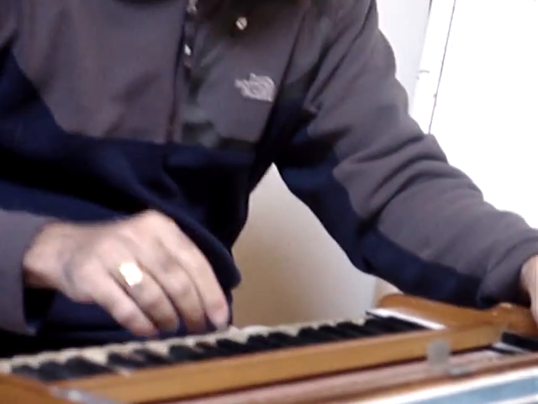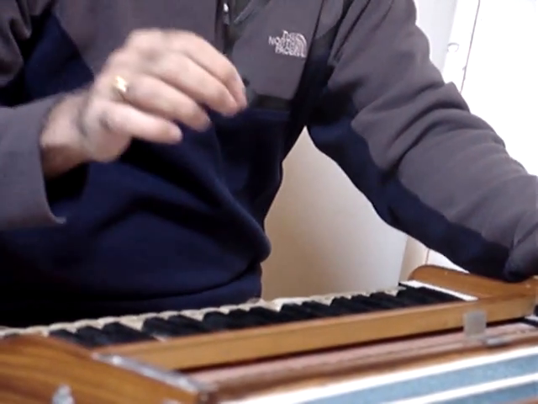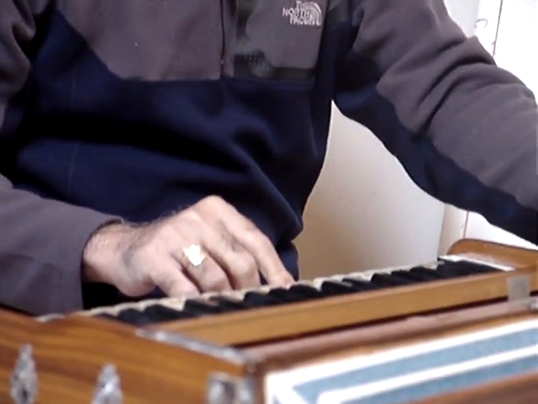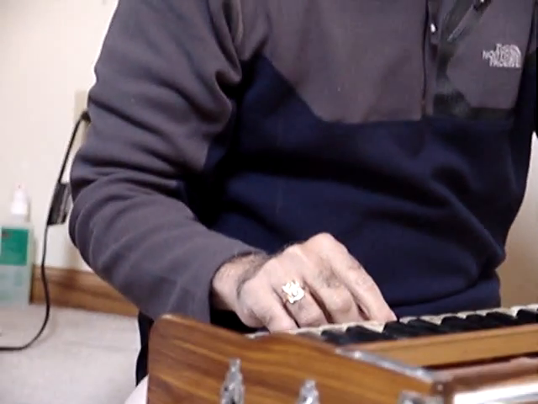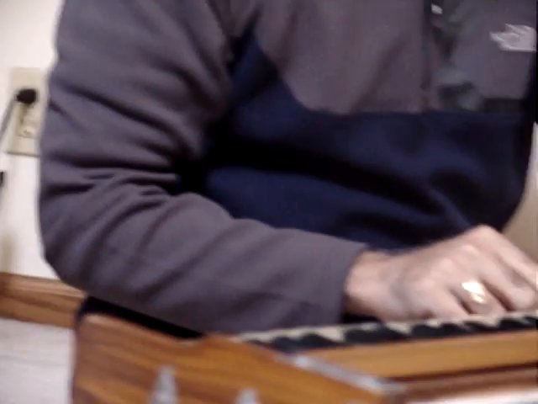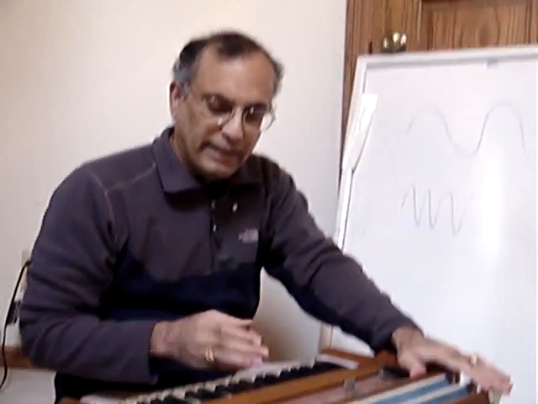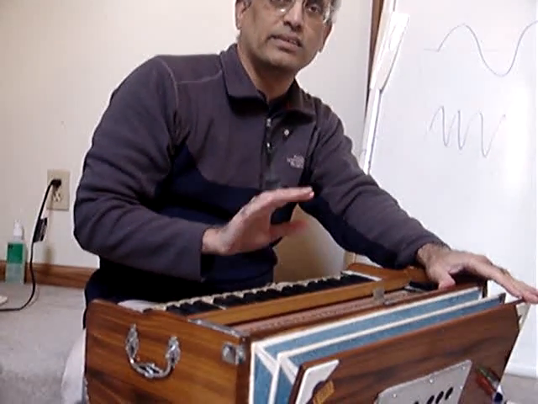Okay? So what a harmonium does is, if we press any key, it makes a sound wave of a certain frequency. For example, if I press this key, it is making a sound wave of a particular frequency. And if I press this, it makes another frequency. If this key, it makes another frequency. And as we go to the right, the frequency increases. As we go to the left, the frequency decreases. This is very important to know.